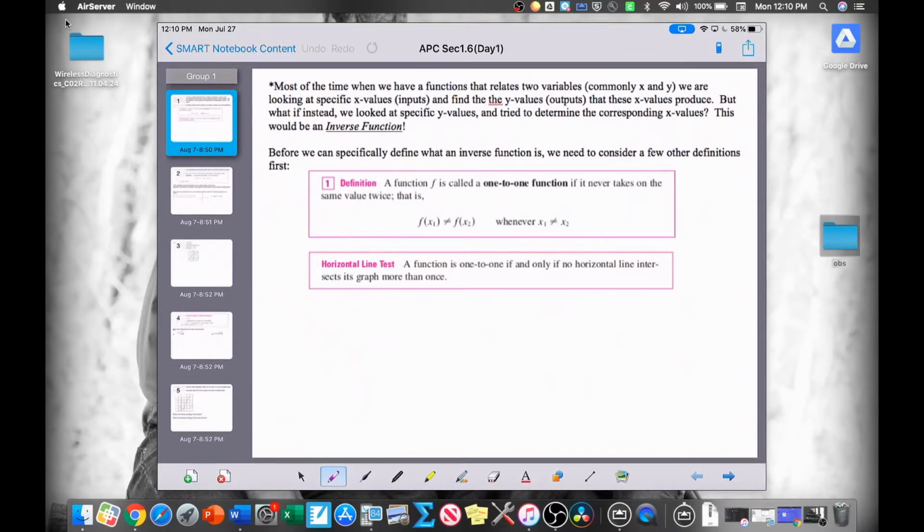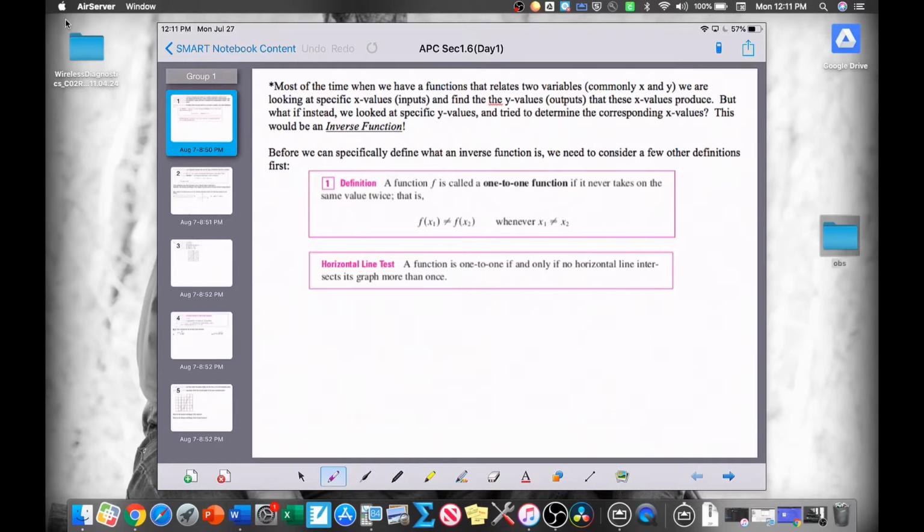Most of the time when we have functions that relate two variables, and the variables that we commonly use are x and y, but certainly they could be anything, we're looking at specific x values or inputs, and we're finding the y values or the outputs that those x values produce, right? That's the relationship that the function creates between x and y. But what if instead we were looking at y values and we tried to determine the corresponding x values? That would be an inverse function.